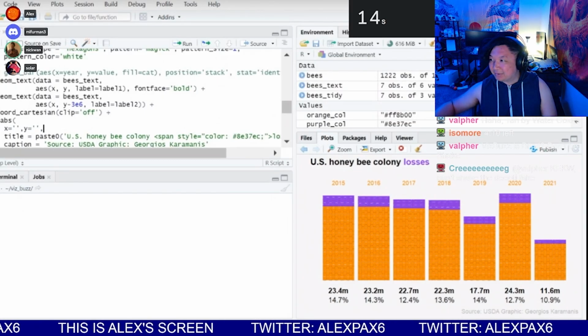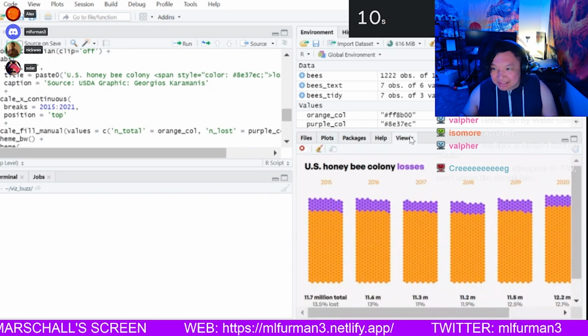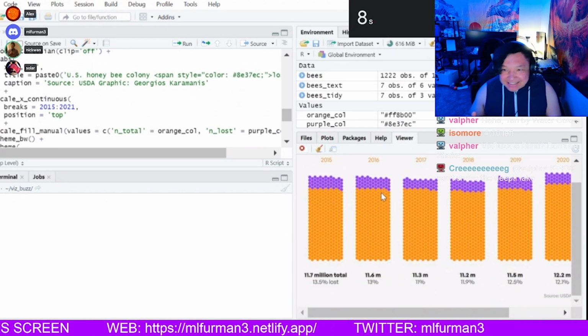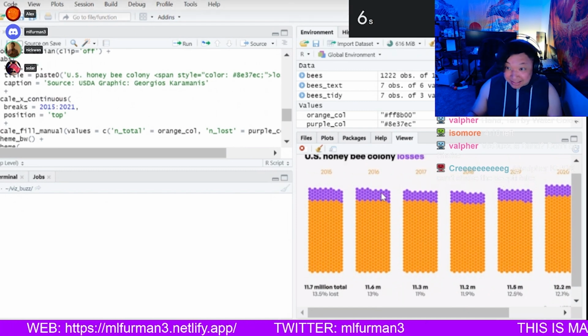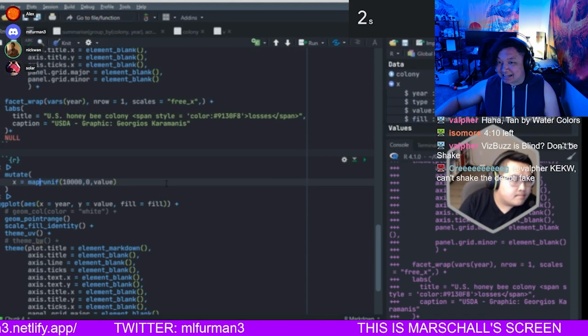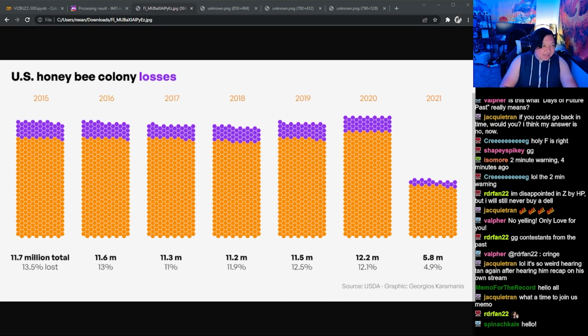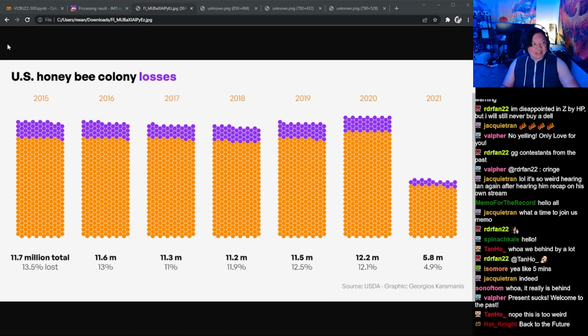Let's go check out from Alex's screen to Marshall's screen. Marshall is also trying to figure out the sizing, the different colors, and does he have the text color down here? 5 seconds to go. Let's go back over to Tan. Does Tan have every single thing he needs here? I don't think so. Okay, chat, this is what they were trying to replicate.